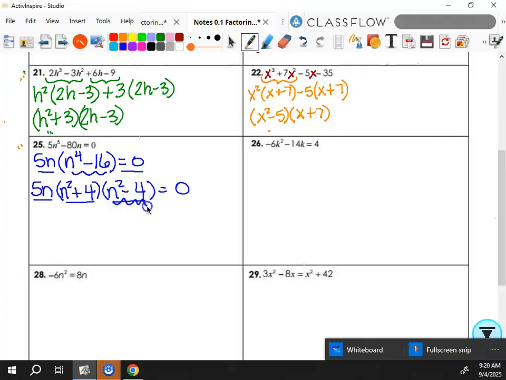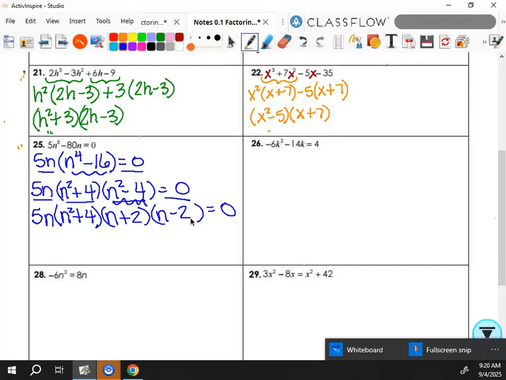Yes, so this is going to be a change, but everything else stays the same. So I write 5n times n squared plus 4. Then this is going to become 2 binomials, and then I have equals 0. Square root of n squared is n. Square root of 4 is 2. So I have n plus 2, n minus 2. And that's equal to 0. Everybody with me so far?